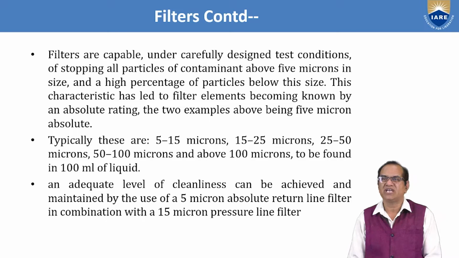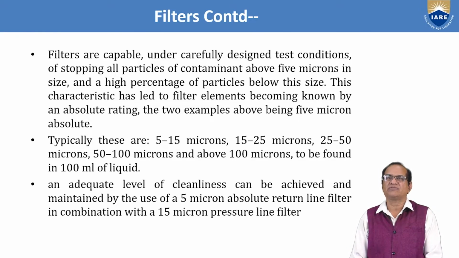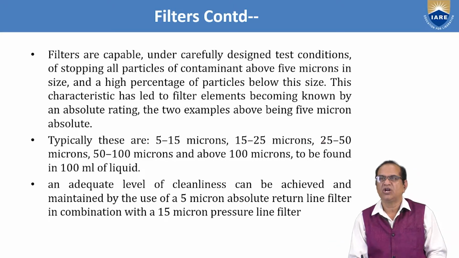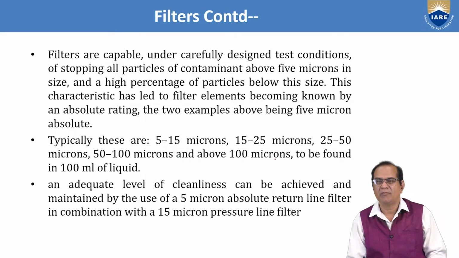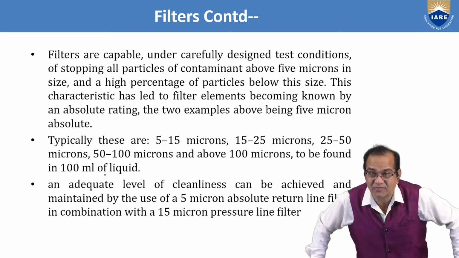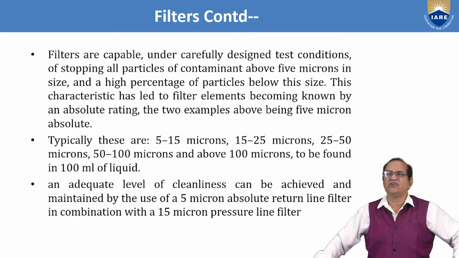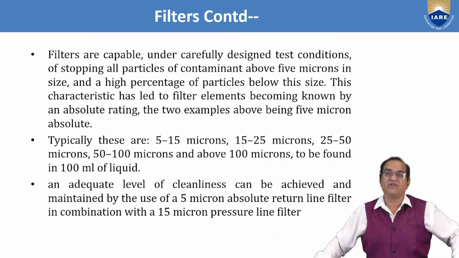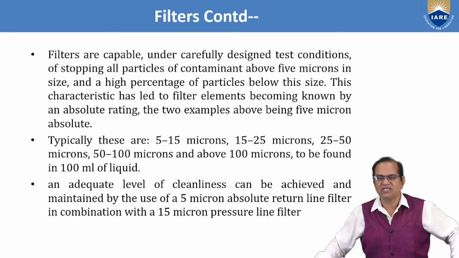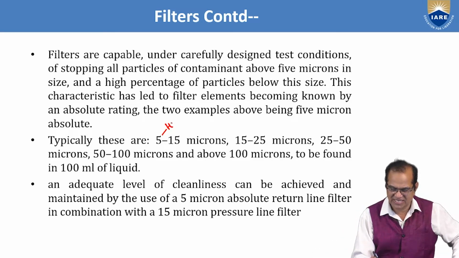The two examples above being 5 micron absolute. So typically these are 5 to 15 microns, 15 to 25 microns, 25 to 50 microns and 50 to 100 microns and above 100 microns to be found in 100 ml of liquid. So in 100 ml of the liquid, if there is 5 to 15 micron, it is very good. We want in this range only, less than 5, or 15 to 25, 25 to 50 and 50 to 100 microns. But for the hydraulic, we need this range.